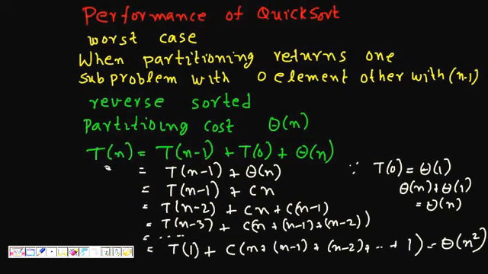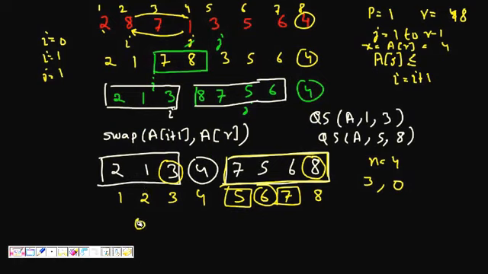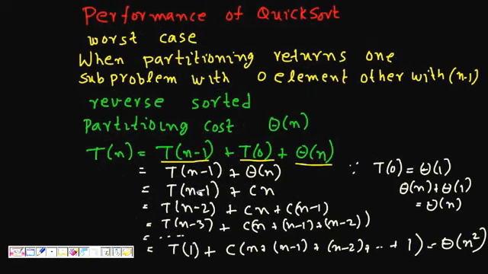Okay, so this way we see that if this partitioning happens, then T(n) is T(n-1) plus T(0) plus theta of n. And why theta of n? Because the partitioning algorithm is theta of n, because we ran a for loop from j equal to p to r minus 1. Okay, so that was theta of n. So this is T(n-1) plus c n. And then T(n-1) can again be written as T(n-2) plus c(n-1). So this whole expression becomes T(n-2) plus cn plus c(n-1).